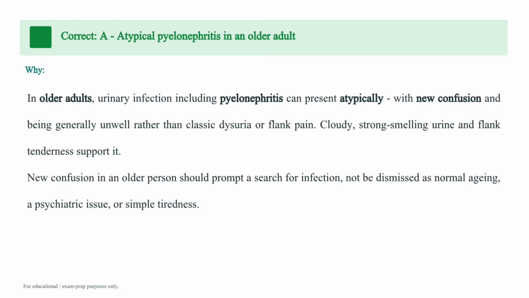The answer is A, pyelonephritis presenting atypically in an older adult. In older people, urinary infection, including pyelonephritis, can show up as new confusion and being generally unwell, rather than classic burning or flank pain. Cloudy, strong-smelling urine and flank tenderness support it. New confusion in an older person should always prompt a search for infection, not be written off as normal aging, a psychiatric issue, or simple tiredness.